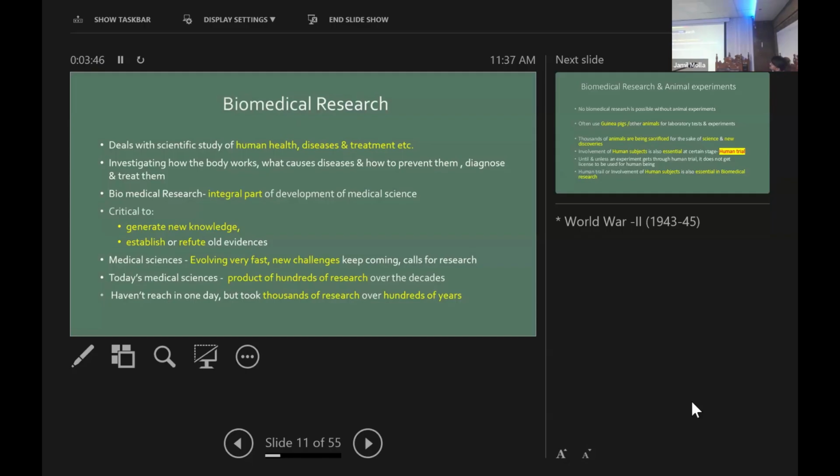That is why all of you are expected to undertake some research in your own field, so that you can contribute to the body of new knowledge and help the future generation to work more confidently and more efficiently. Medical science is evolving very fast. New challenges are coming, so as a part of this development, research is essential. Now, if you are to undertake research, you must adhere to ethical principles. So there comes the importance of biomedical ethics. Without ethics, no research is possible. You cannot even think of any research. Ethics is an integral part of any research, especially in biomedical research.